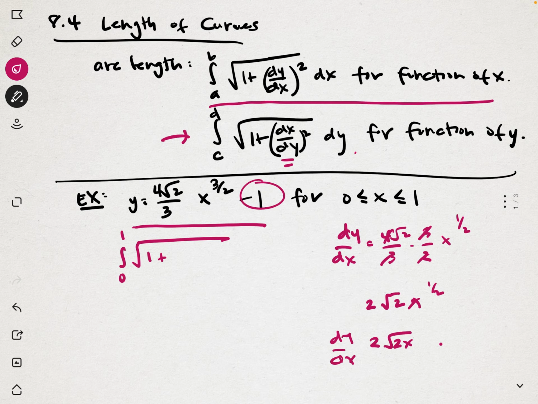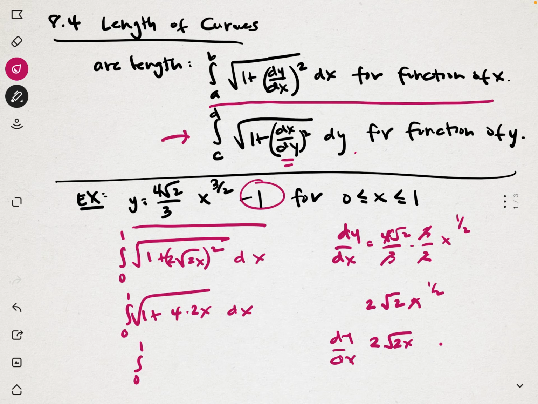So dy dx is going to be 2 square root 2 x, squared, dx. Now let's simplify this stuff a little bit more. So we get from 0 to 1, 2 squared is 4. And then the square and the square root here cancel, so we get times 2x dx.